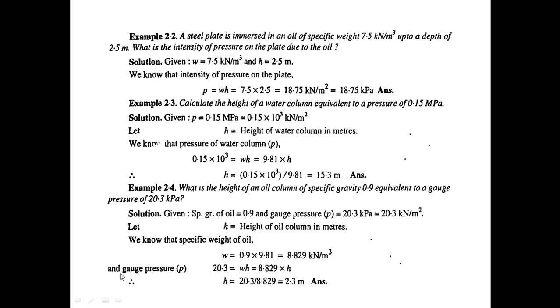And now to find the value of H, we have gauge pressure P is equal to omega H. P is already given, which is 20.3 kilonewton per square meter, and omega we already found, which is 8.829, and the value of h is to be determined. So divide 20.3 by 8.829, we will get the value of h, which is equal to 2.3 meter. So this is the answer of example 2.4.